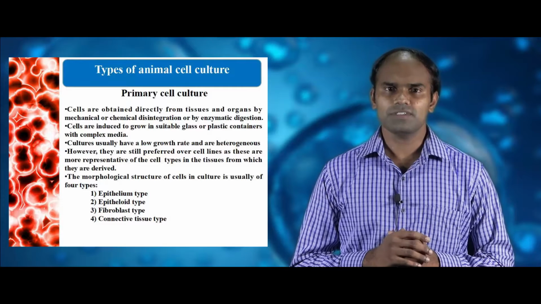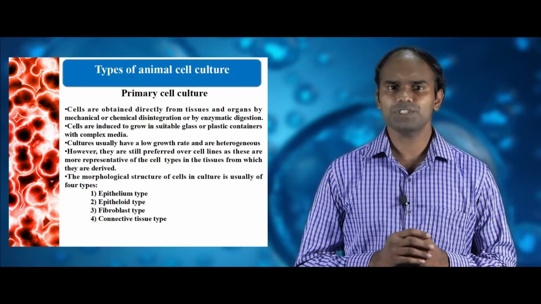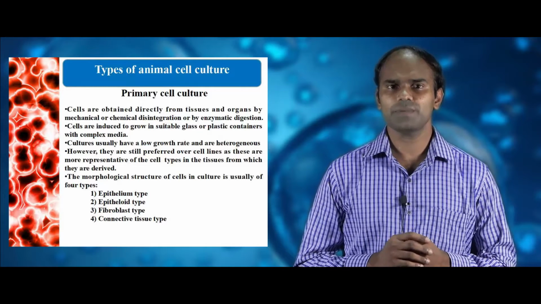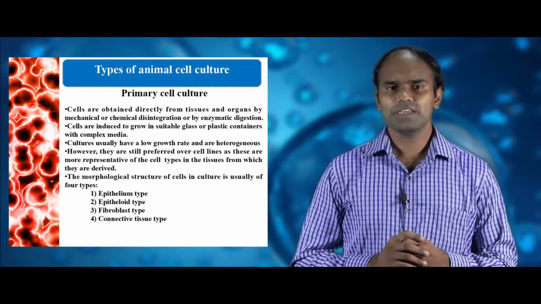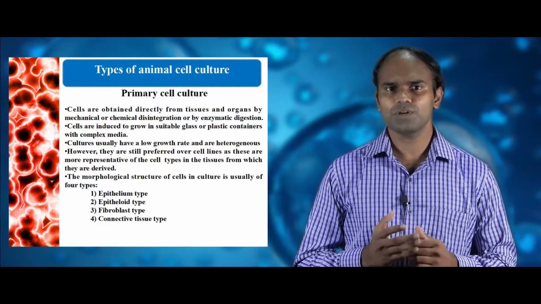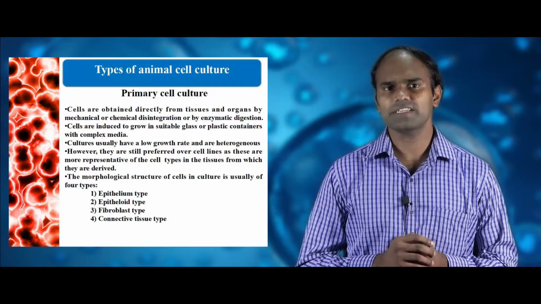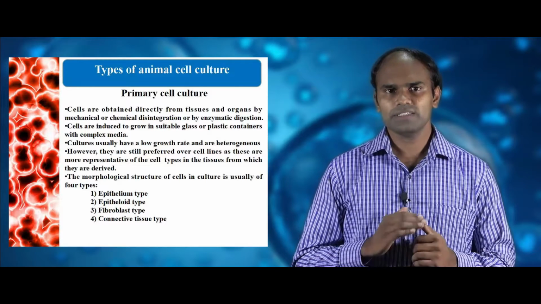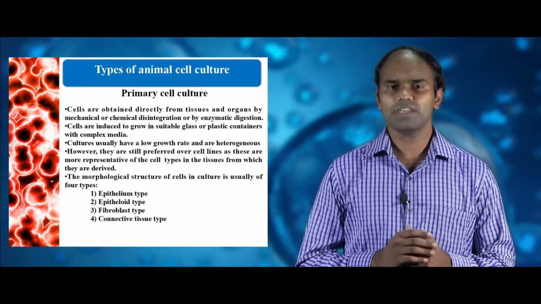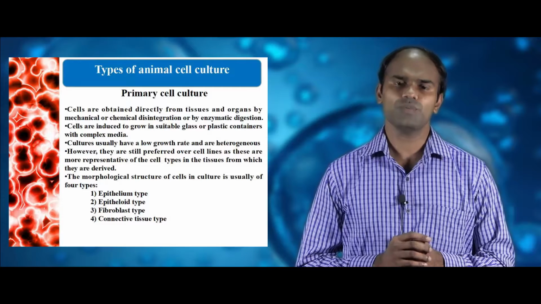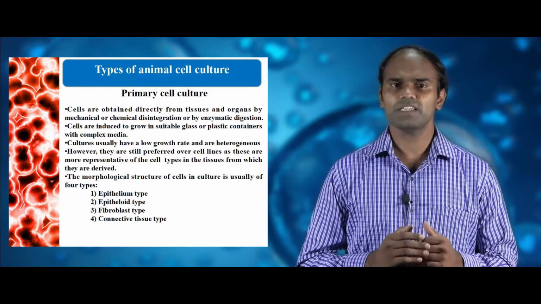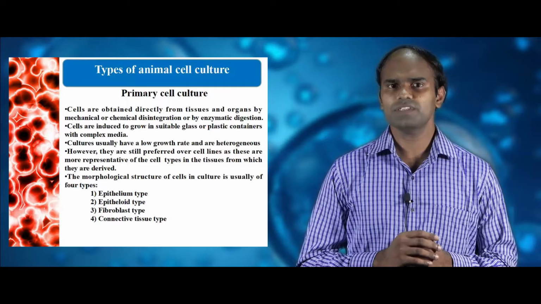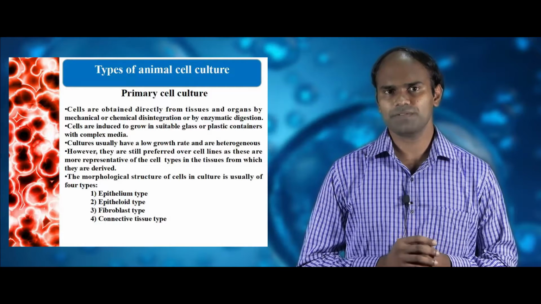In primary cell culture, the cells are derived from the tissues directly by physical or chemical disintegration methods or enzyme digestion methods. Here, the cells are induced to grow in plastic or glass containers with complex media. The cell growth rate is very low here and they are heterogeneous in nature. However, we prefer primary cell culture over cell lines because they are the most representative form of the cells of the tissue that they are derived from.